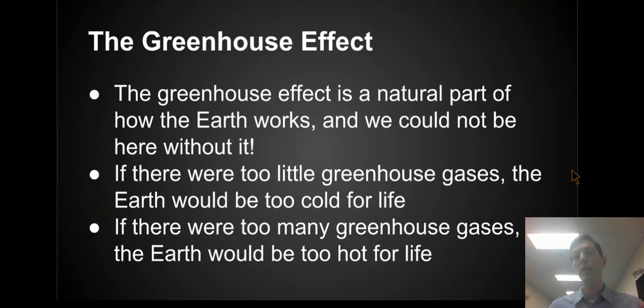But if there are too many greenhouse gases, the Earth is going to trap too much energy, and then it gets too hot. So we really need the greenhouse gases to be just the right amount. Think of it like Goldilocks: not too hot, not too cold, just right. We need the greenhouse gases at just the right amount to trap the right amount of energy so it's warm enough for us to live, but not too warm.